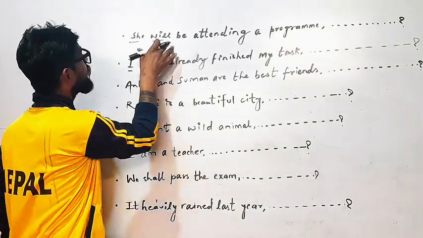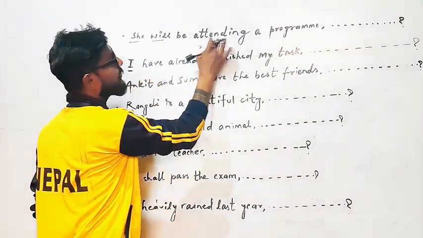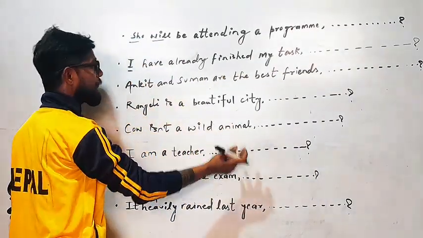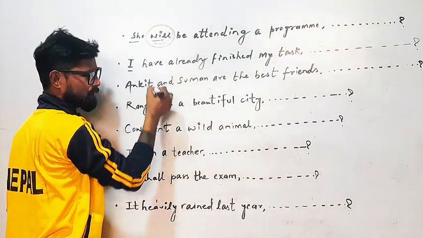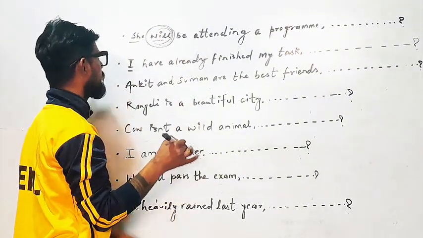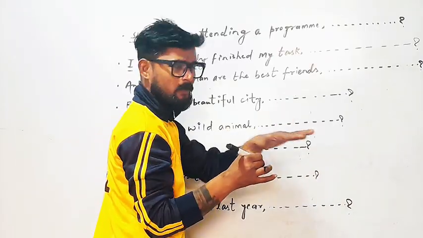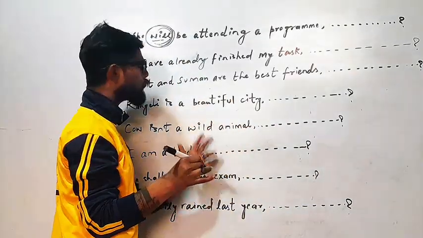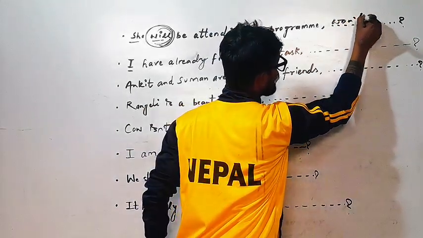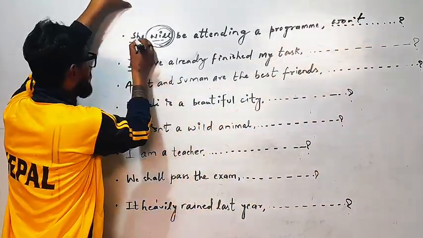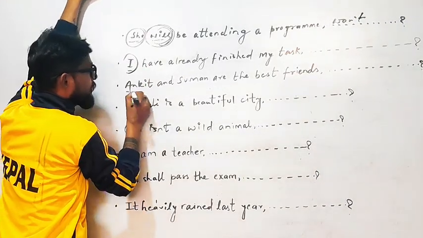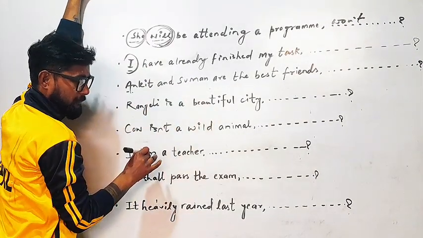So here the first question is, she will be attending a program. She will be attending a program. Let us identify. Beyond question, you can identify this is our auxiliary verb. So here, she will. What is the contracted form of will plus not? Won't. So what is the subject here? She. What is the subject? I. What is the subject? Ankit and Suman. Remember that.